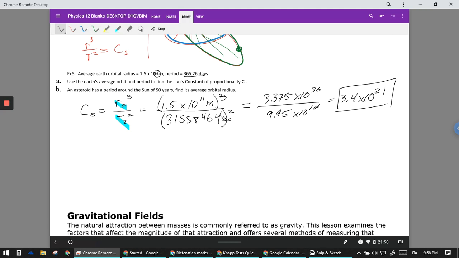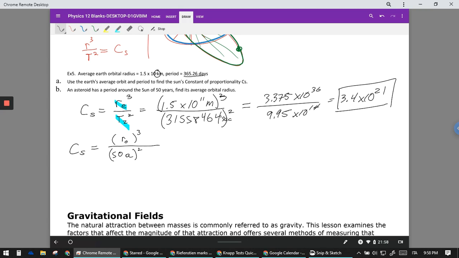An asteroid has a period around the sun of 50 years. Find the average orbital radius. Interesting. So since it's around the sun, we know that the period is 50 years. Usually they use an A for years, which stands for anno, I suppose, Italian, or Latin, I guess. And then basically what I want to find is the average orbital radius of this thing.